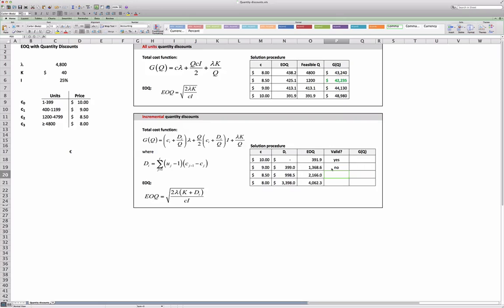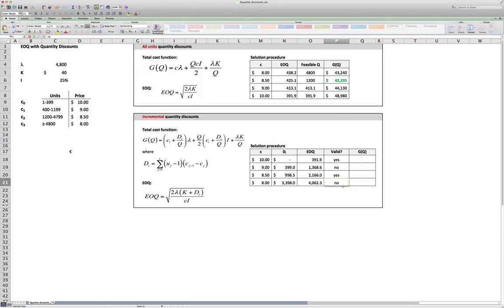So this EOQ is not valid, because if this is what I order, I'll pay a different price. Finally, if I order 2,166 units, is this the price I will pay? The best price I will pay, $8.50. Yes, clearly, this EOQ falls in the respective quantity increment between 1,200 and 4,799 units. So this is a valid EOQ. And then finally, do I get a price of $8 per unit if I order 4,062 units? And clearly you can see that no, this is not the case, because I would have to order at least 4,800 units. So again, this EOQ would not be valid.